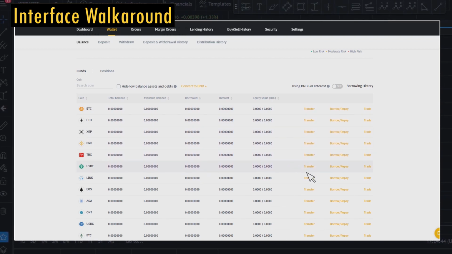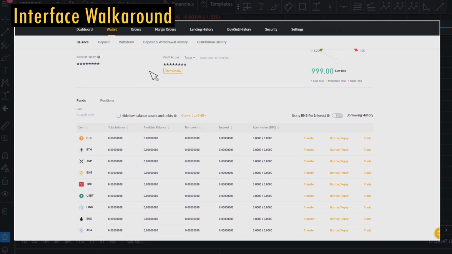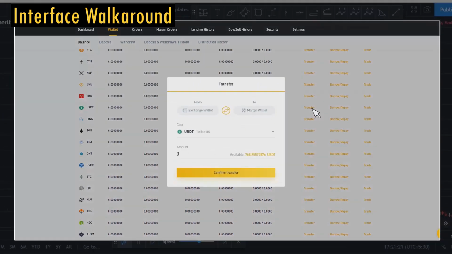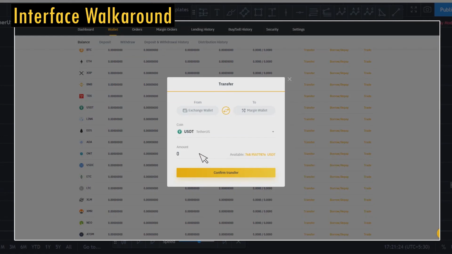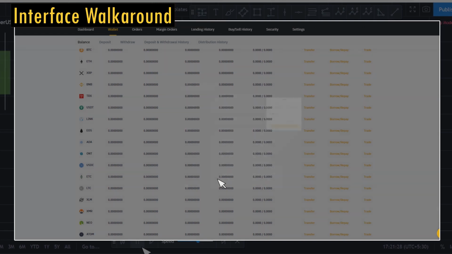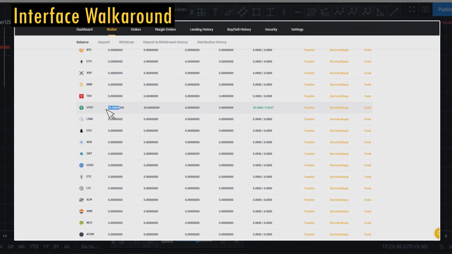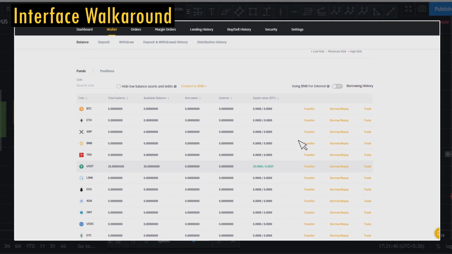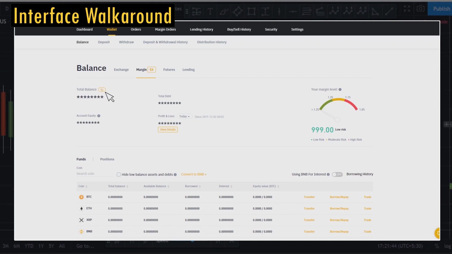So let me transfer some funds from my spot trading account to margin trading account. So let me transfer from USDT. I have $700 in my other account, so I'll just transfer 20 over here. Click on confirm, and you can see the amounts getting reflected, and there are no fees for transferring funds. Okay, so you can just keep transferring funds between your exchange account and margin account, so there are no fees with that transfer.